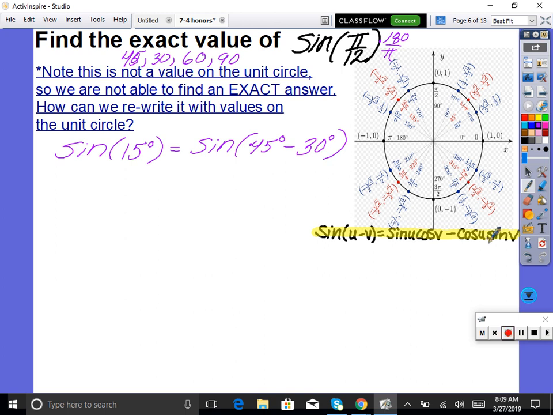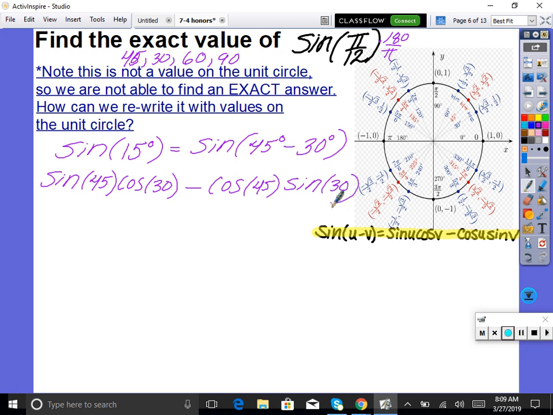Now you would say, well, that can be calculated as long as I split it up as an equivalent true statement. So remember, sine goes sine, cosine, cosine, sine. So we'd say sine of 45, cosine of 30. Sines are the same, so we have a minus. And then we have a cosine of 45, sine of 30. And now we're able to find the exact answer.